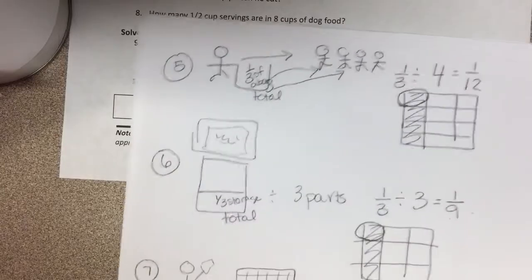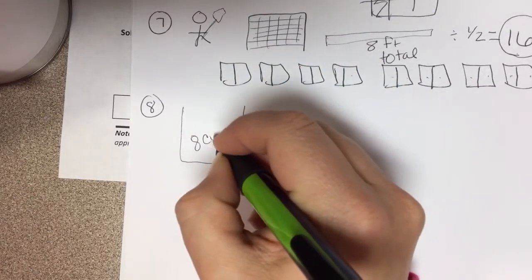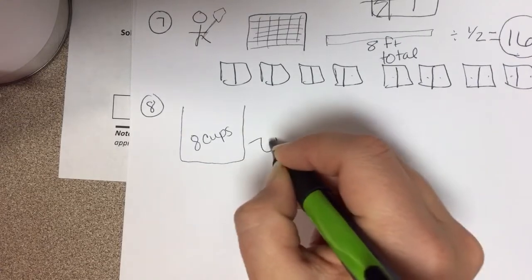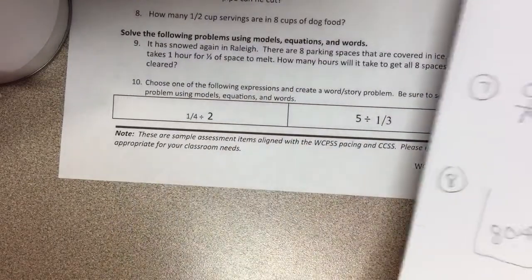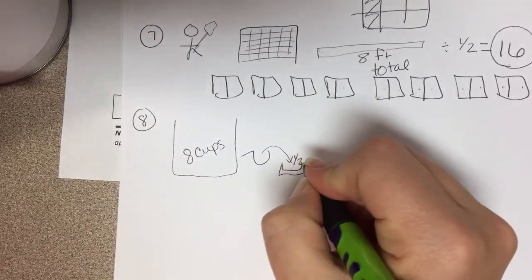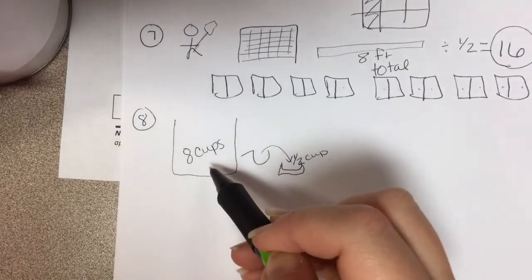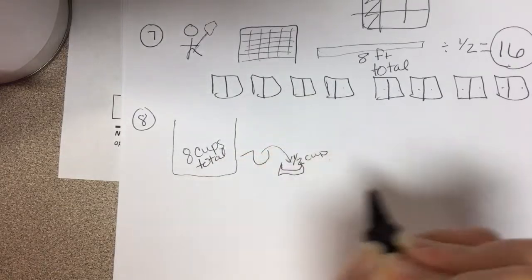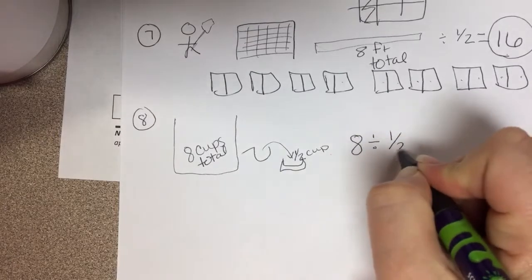Okay, 8. How many 1/2 cup servings are in 8 cups of dog food? So I have a bag of dog food, and inside of it there are 8 cups. And a serving is what I take, a little scoop, and I pour it into my dog food bowl, right? And what does it say goes in my dog food bowl? 1/2 cup. What is my total? Is my total the 1/2 of a cup, or is my total the 8 cups? My total is the 8 cups. And in division, total goes first. 8 divided by 1/2.